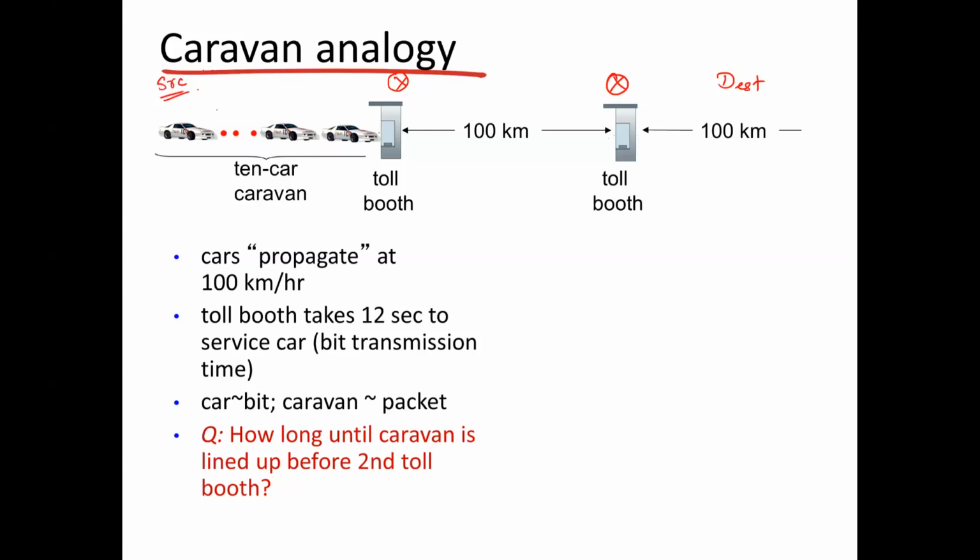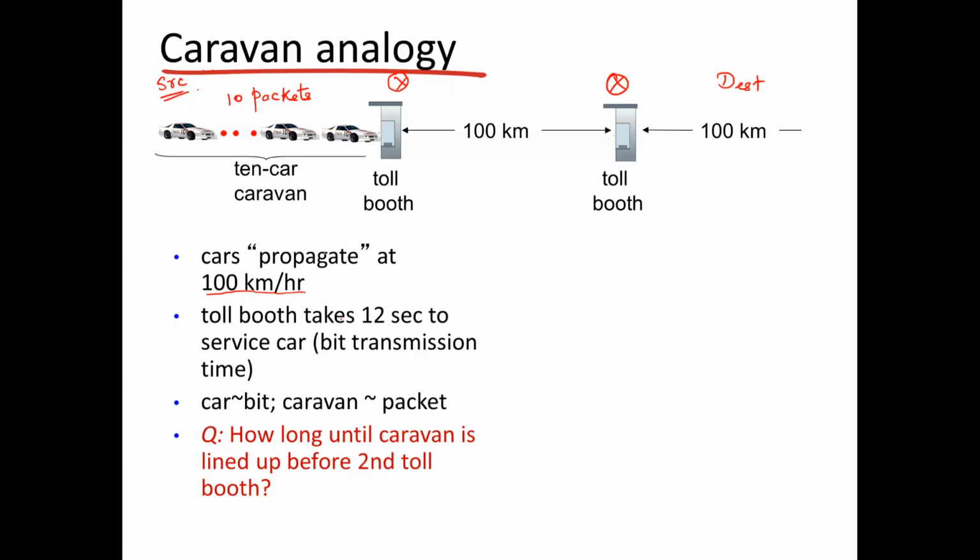From the source, let's assume 10 cars are coming. So 10 cars is equivalent to how many packets? 10 packets. Okay, so let's assume each car is 1 packet. Okay, so 10 cars are arriving. At what speed are they arriving? They are arriving at a speed of 100 kilometers per hour.